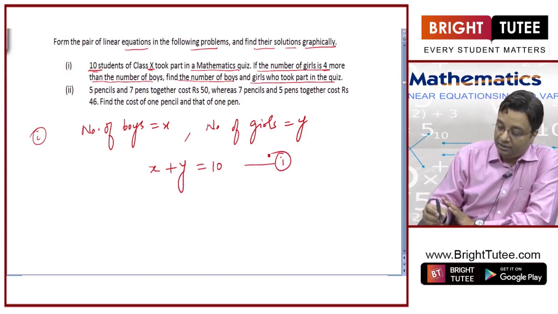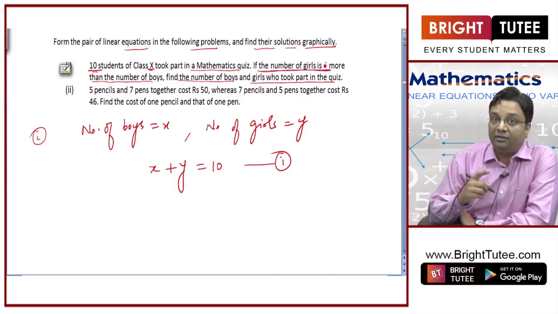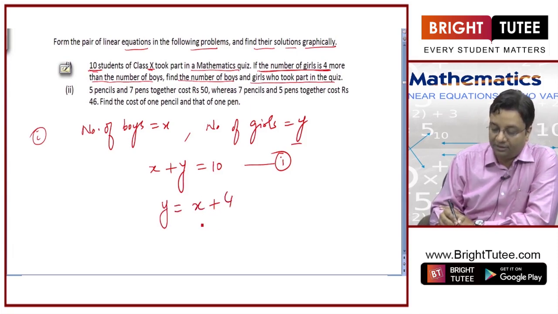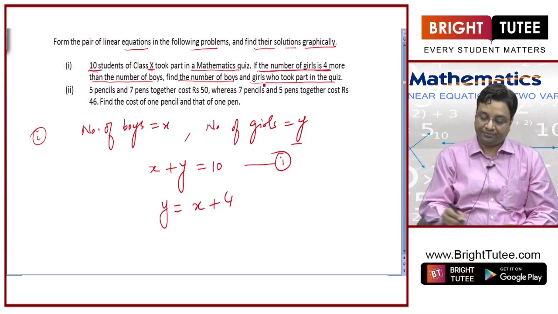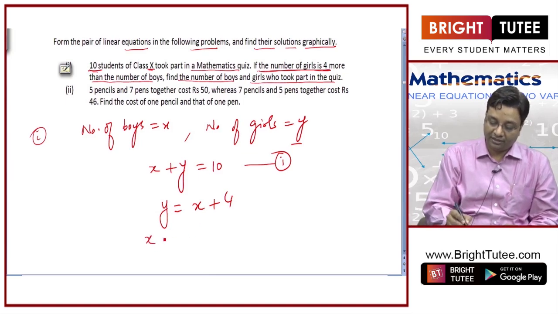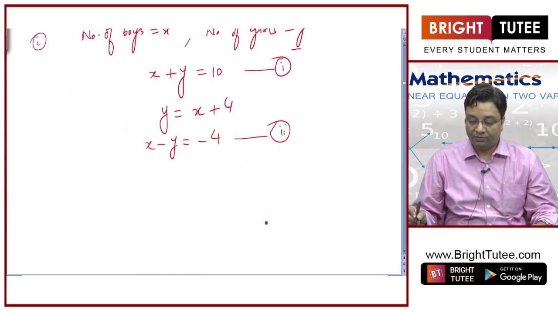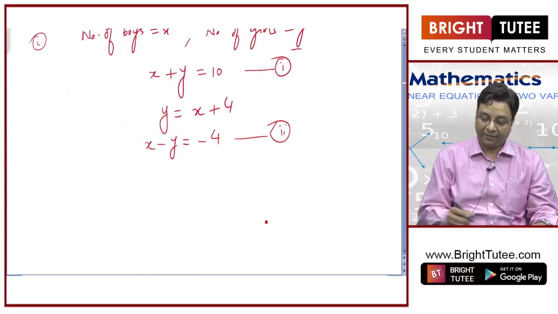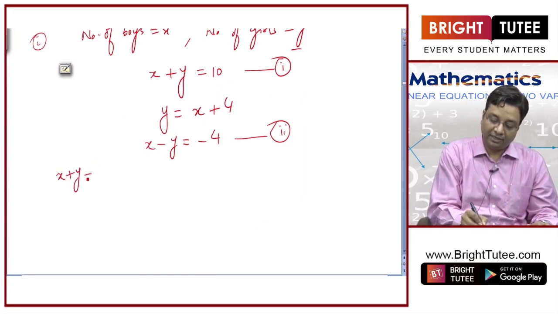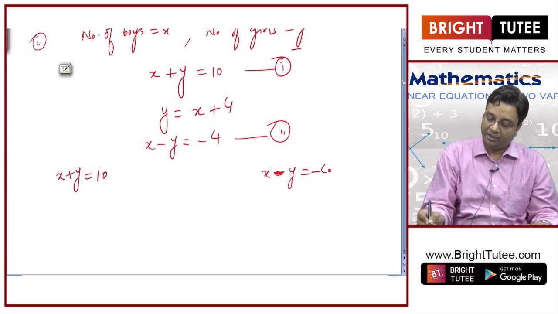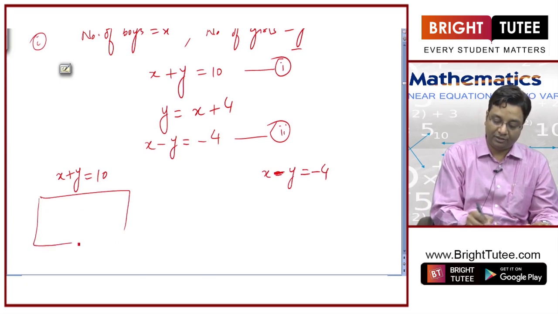Okay. Now the second one is the number of girls is 4 more than the number of boys. So Y is 4 more than X, right? And these are the two equations that we can form. So this equation can be written like this: X minus Y is equal to minus 4. So this is the second equation here. Now we need to solve this system of equations graphically. So we need to draw graphs of X plus Y equal to 10 and X minus Y equal to minus 4. So we will make tables for each of these equations.